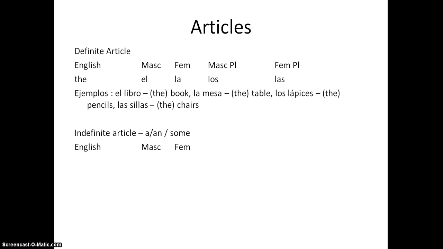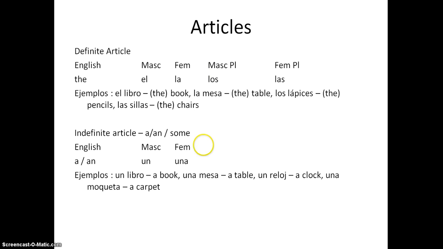And now the indefinite article, a or an or some. Start with the singular ones first: a or an, un or una. It might be worth noting that sometimes it's uno, but we apocopate it, so we remove the O and it becomes un. So that's the masculine and feminine, and then some examples: un libro, a book; una mesa, a table; un reloj, a clock; una moqueta, a carpet.